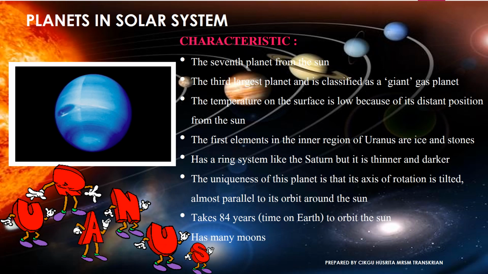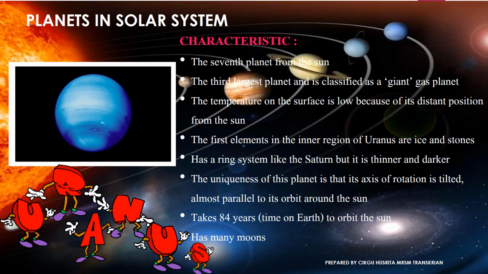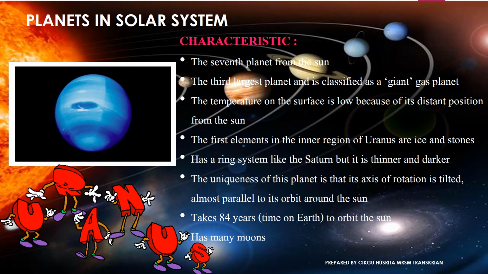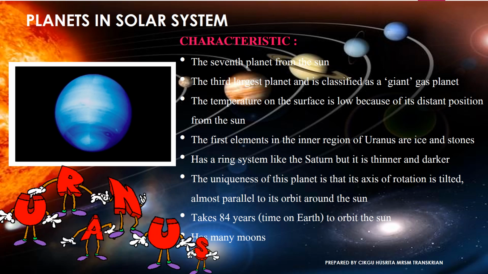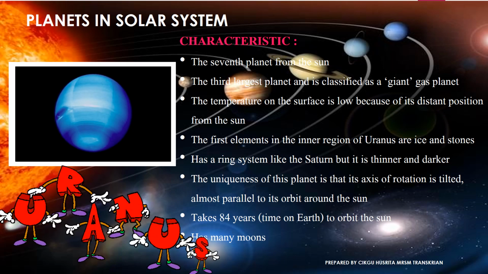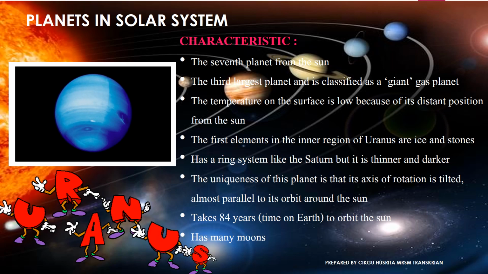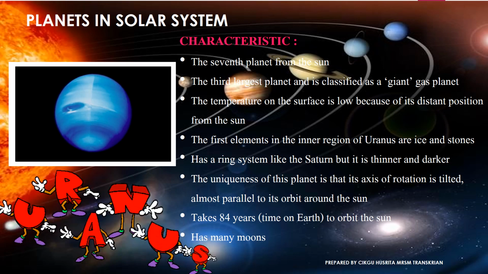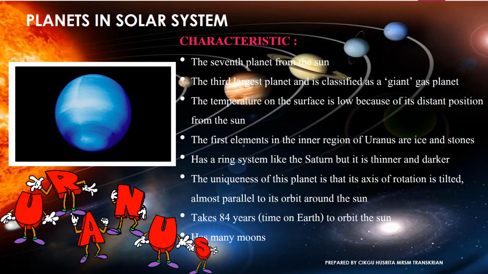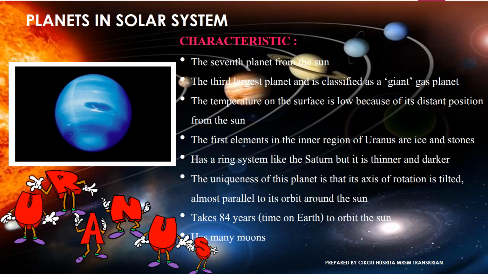Okay. The seventh planet from the Sun, or the third largest planet, is classified as a gas giant, and we call it Uranus. The temperature on the surface is low because of its distant position from the Sun. The main elements in the inner region of Uranus are ice and stones. It has a ring system like Saturn, but it's very much thinner and darker. So we cannot see it.